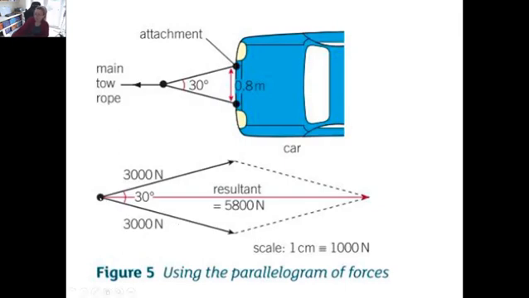What this means is that the resultant tension is 5,800 newtons in this direction. So that is the maximum tension that you're going to be able to exert in the main tow rope pulling the vehicle forward.